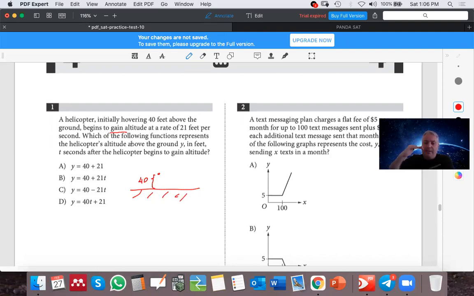Am I clear for this? To gain means the helicopter is not going down or staying stable. Gaining means getting higher and higher. It says 21 feet per second. So after the first second, let's say, the position will be this, which is 21 feet. After another second, it will be another 21, and so on.